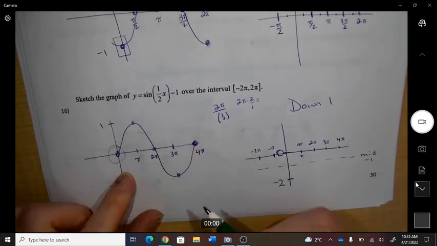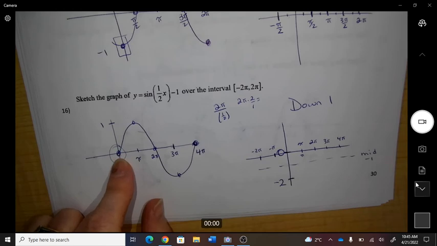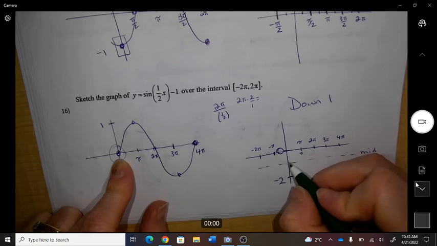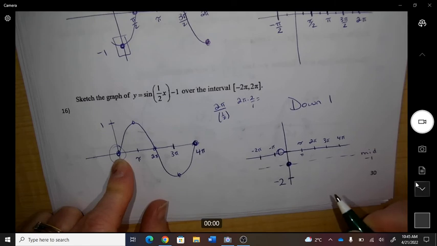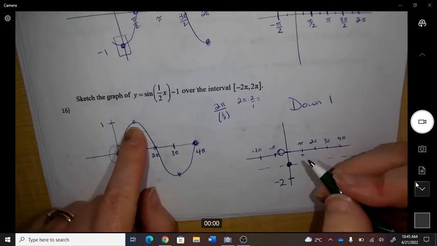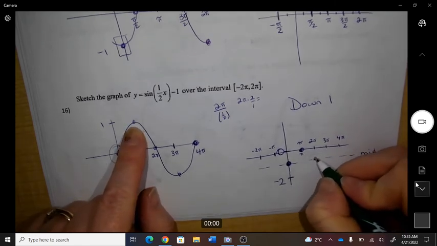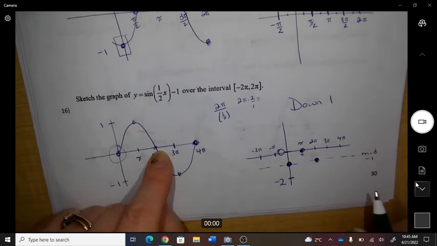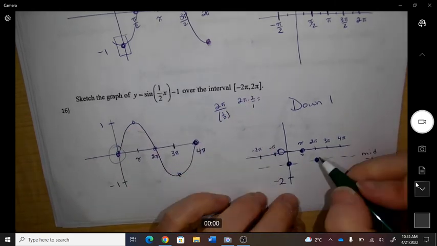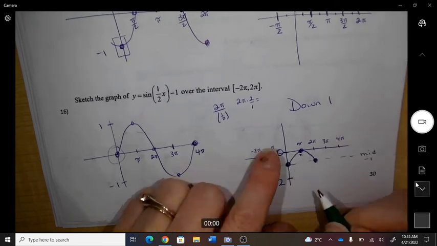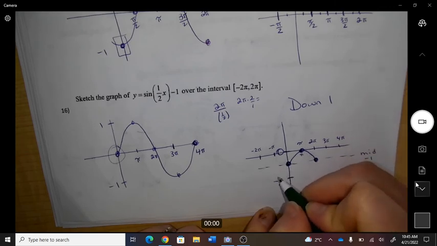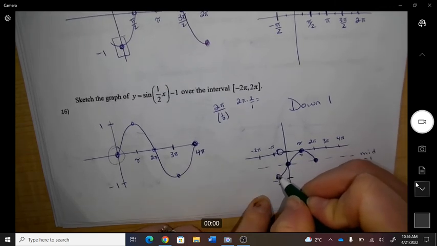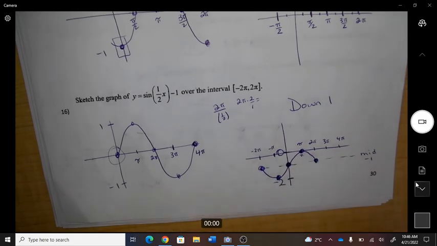Okay, so I'm going to take the center point, or the starting point, so 0, 0. I'm going to move it down 1. So it'll be right here. Now I'm going to have to go to a top, so that'll be here, and then a middle. And I actually have to stop because it tells me to stop at 2 pi. So now if I have to go backwards to negative 2 pi, this next is going to be a low and then a mid.